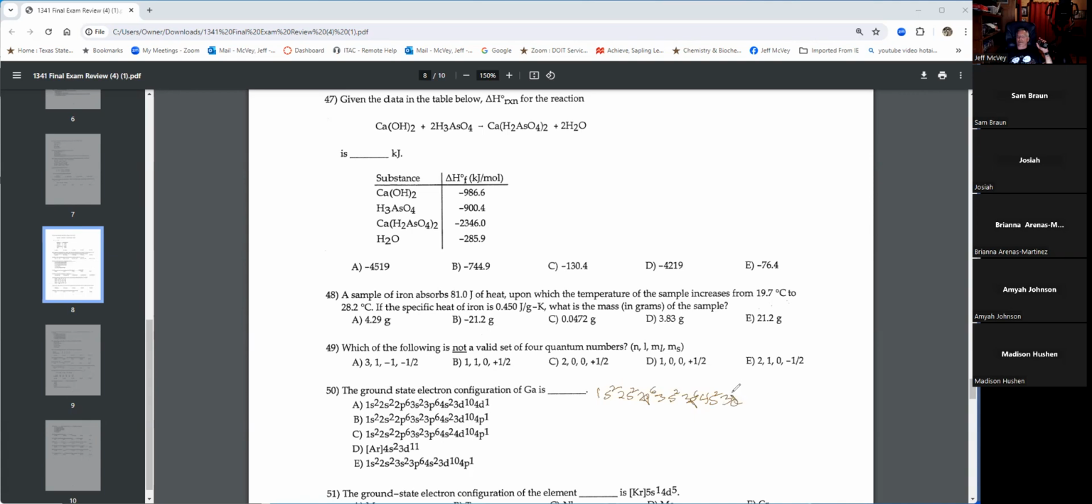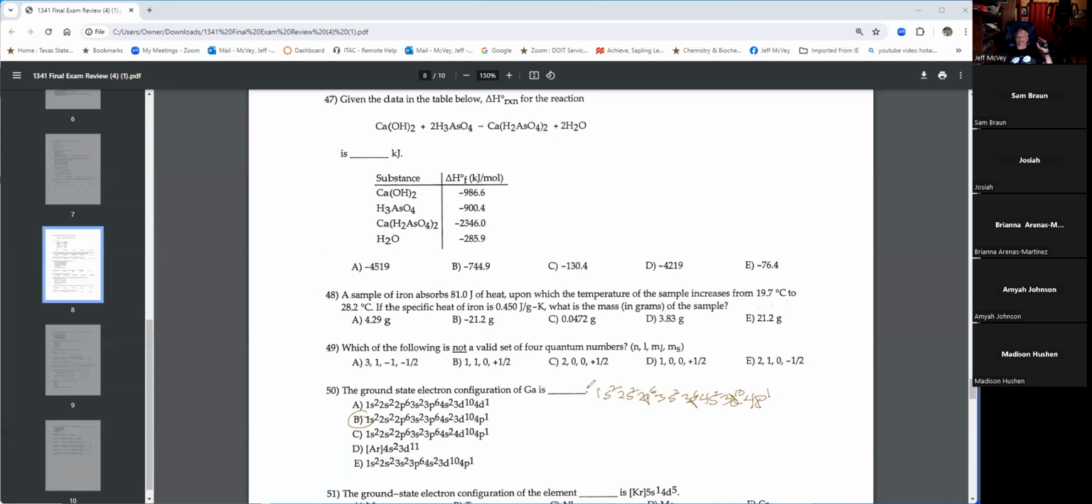3D, and we can put 10 in there. And then what do we go to? 4p, I'm sorry, yeah, 4p1. Okay, is that gallium? Yes. So it looks like 1s2, 2s2, 2p6, 3s2, 3p6, 4s2, 3d10, 4p1. So it looks like 50 is B.